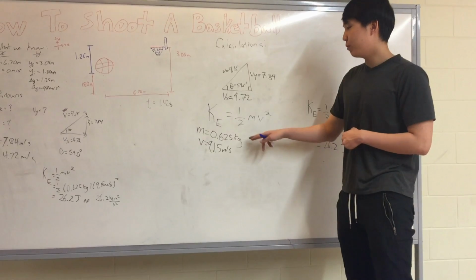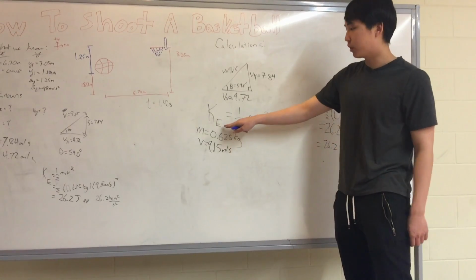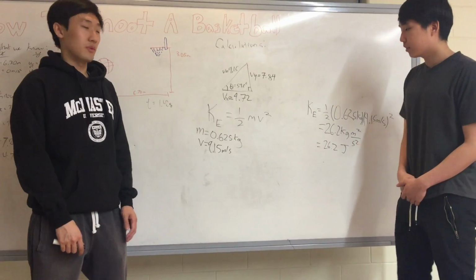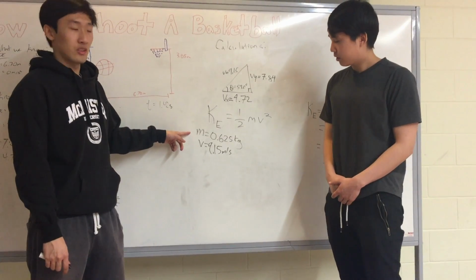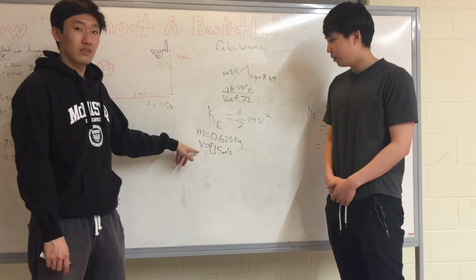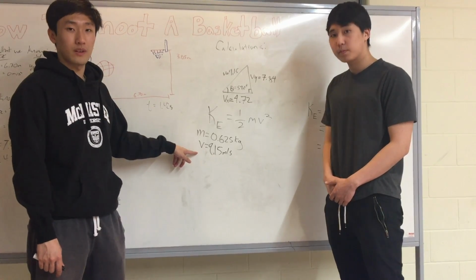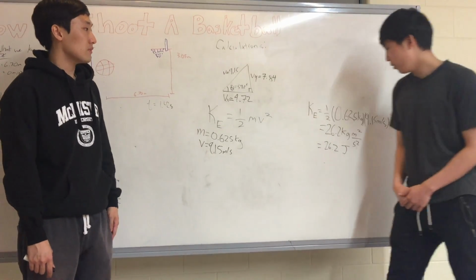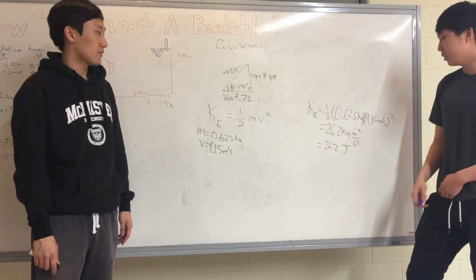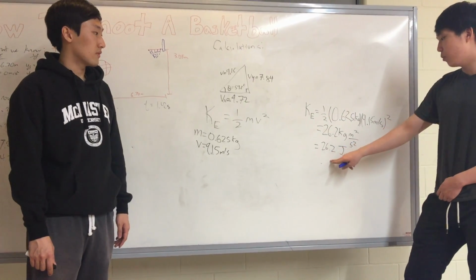So velocity comes from kinetic energy, and the formula for kinetic energy is 1/2 mv squared. And based on NBA standards, we know that the mass of a regular basketball is 0.625 kilograms. And as we already calculated, the original velocity of the basketball was 9.15 meters per second. So now, if we calculate for kinetic energy by inputting these values into m and velocity, we get 26.2 joules.